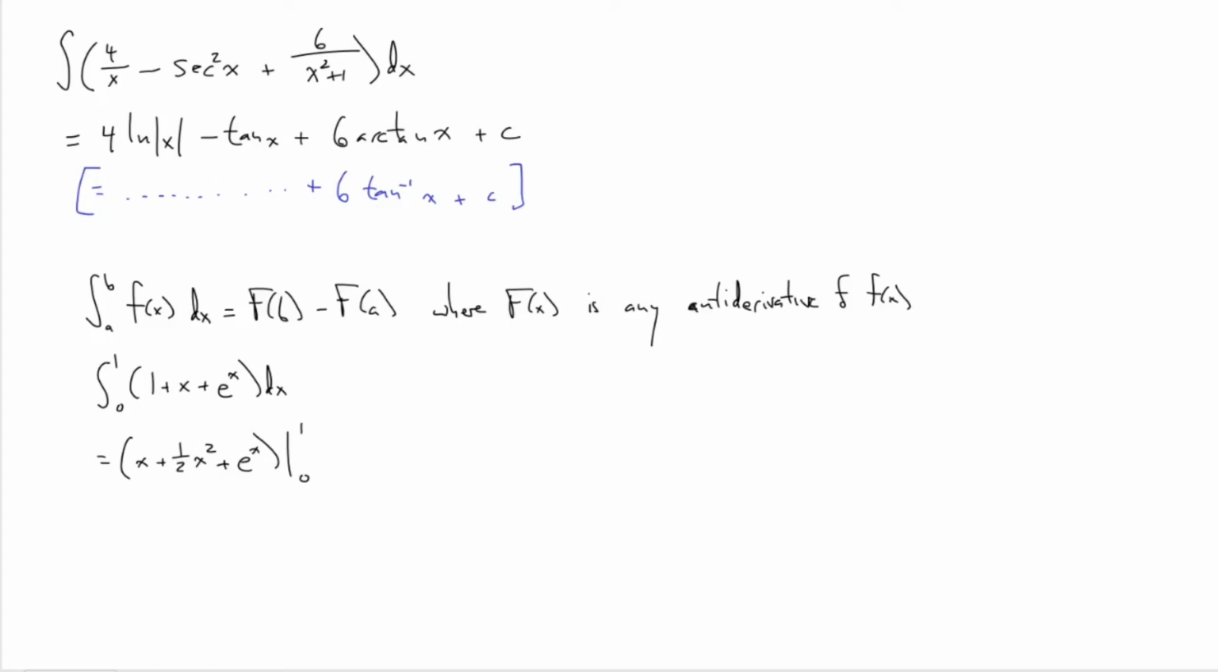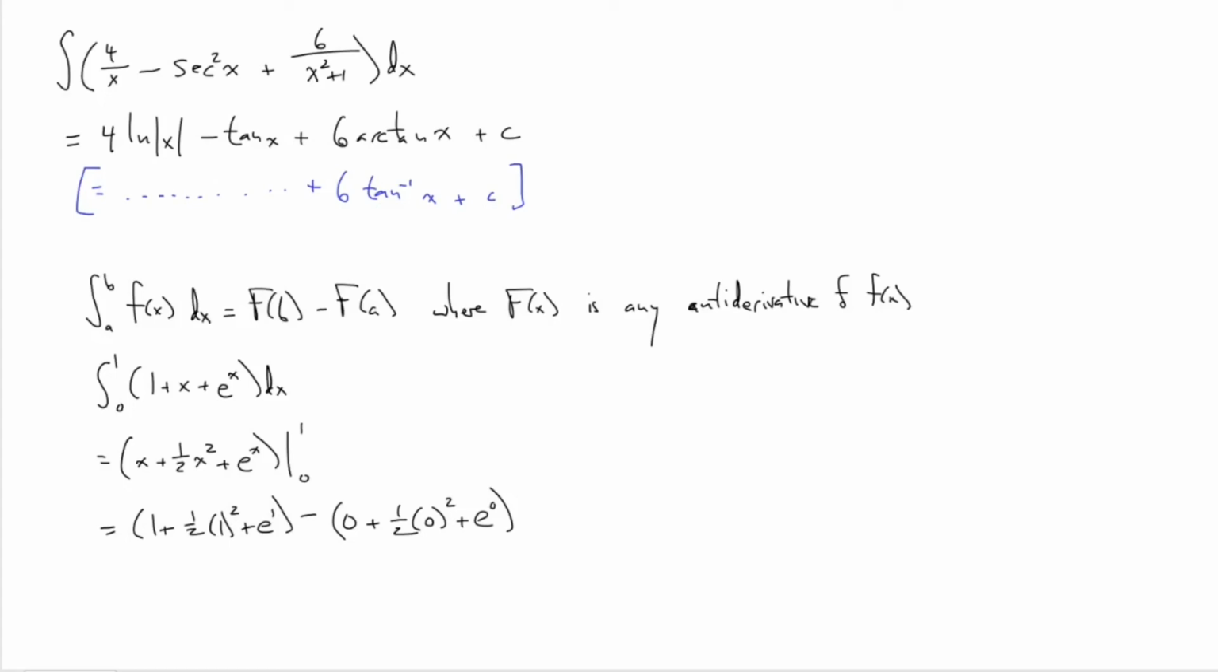Taking the antiderivative, you get x plus 1/2 x squared plus e to the x. Check: take the derivative of x plus 1/2 x squared plus e to the x, and you'll get 1 plus x plus e to the x. And since this is a definite integral, we now have to evaluate that from 0 to 1, which simply means plugging 1 into the expression and then subtracting what you get when you plug 0 into the expression.